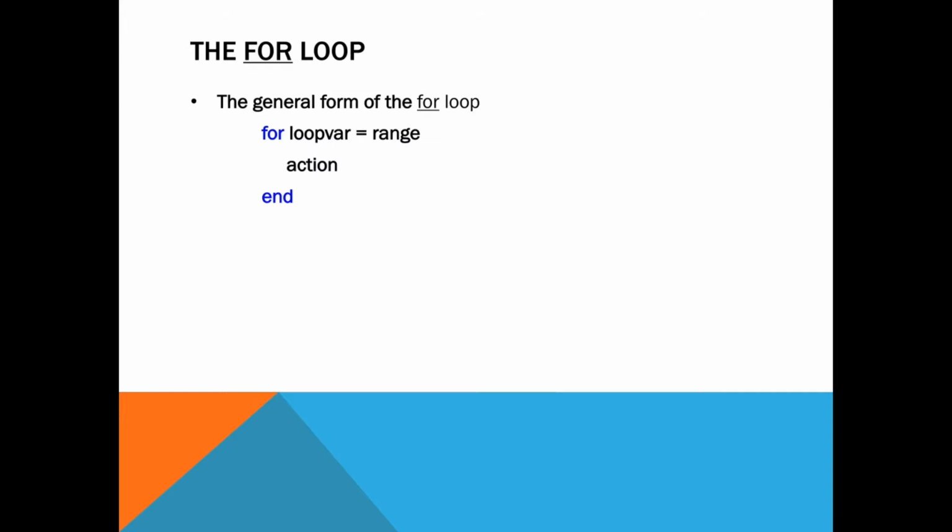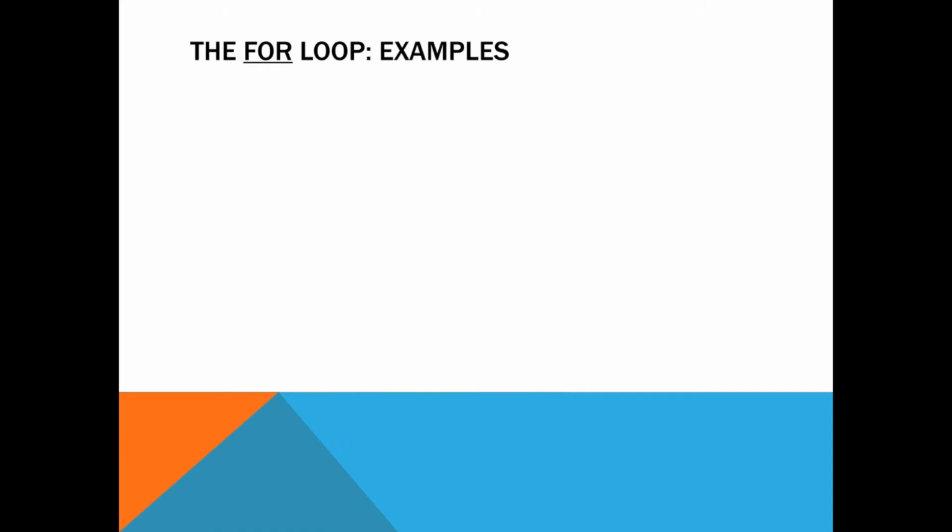And then you're going to take an action inside the loop, and that action often refers to the loop variable as a vector address. And then you need an end statement to complete the task. So let's do some examples of a for loop. The first example is going to be called for echo.